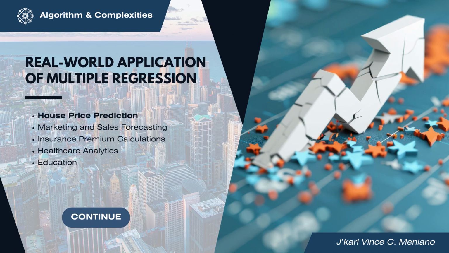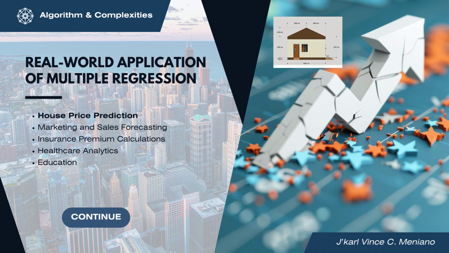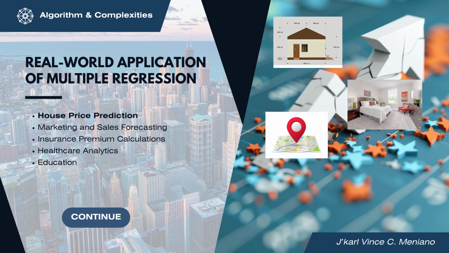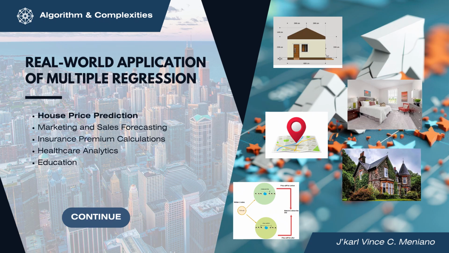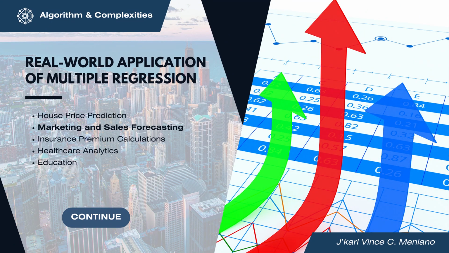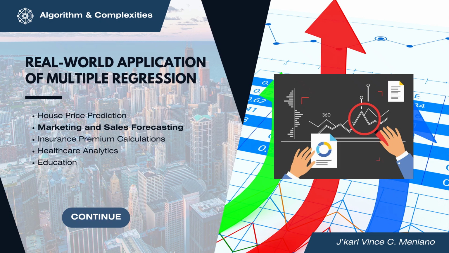So these are the examples of real-world application of multiple regression. So the first is house price prediction. Real estate companies and apps like Zillow use multiple regression to estimate housing prices based on property features. So the dependent variable is house price, and the independent variables are size, number of bedrooms, location, age, proximity to schools, etc.